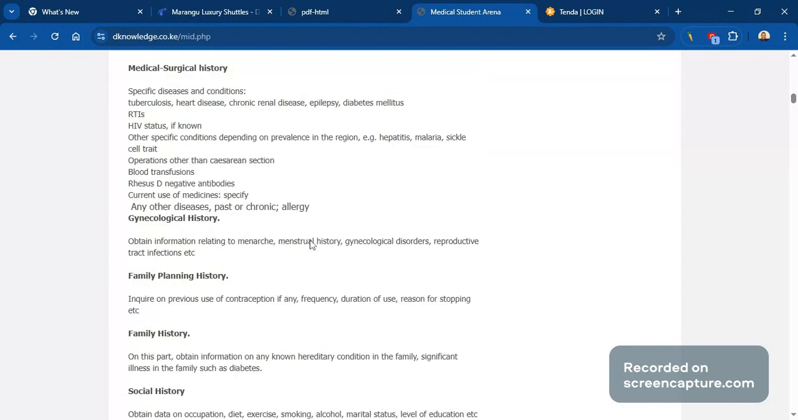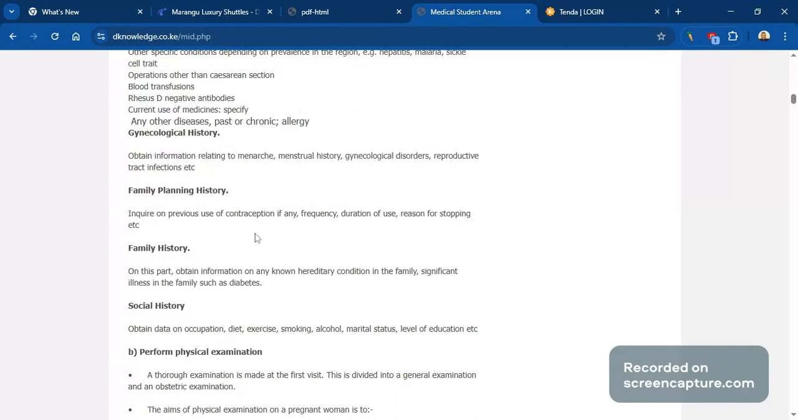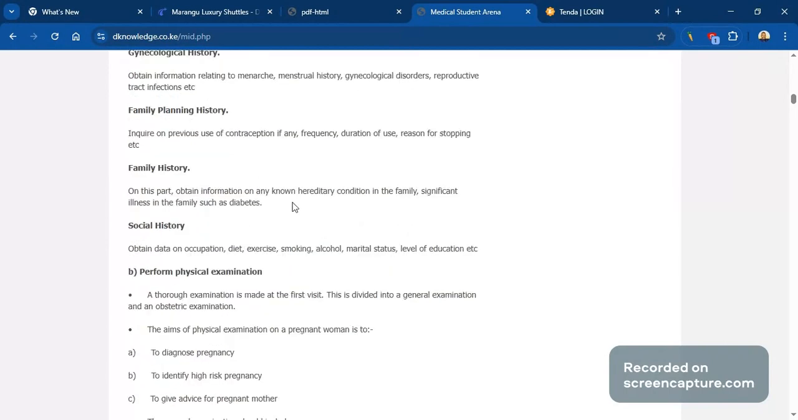Okay. On gynecological history, obtain information related to menarche, that is when the period starts to flow, the beginning of the menstrual period. Menstrual history, gynecological disorder, reproductive tract infection. Ask about that. Then ask about family planning. Inquire on previous use of contraception, if any, frequency, duration.